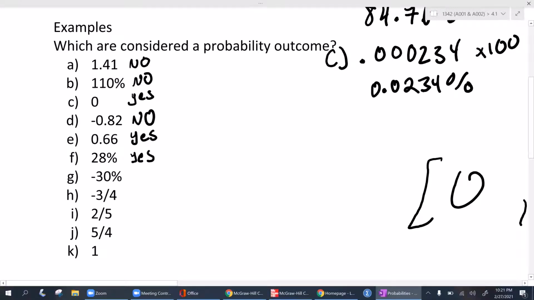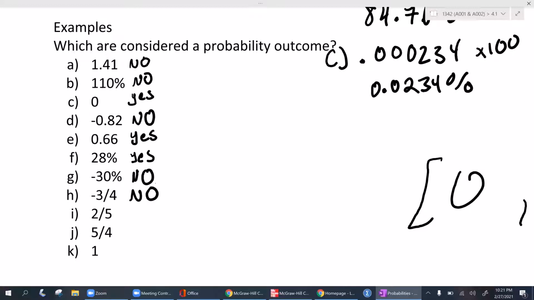Yes, very nice. And at any point in this video, you want to go ahead and pause it. Go ahead. I have here negative 30%. This would be a no. Negative 3/4. It's negative, so no. How about 2/5?